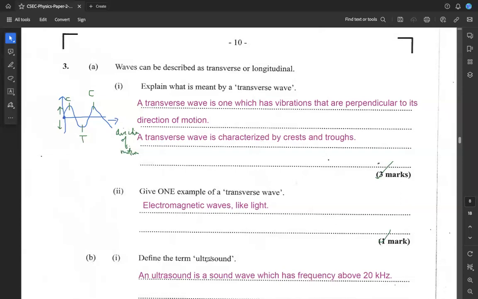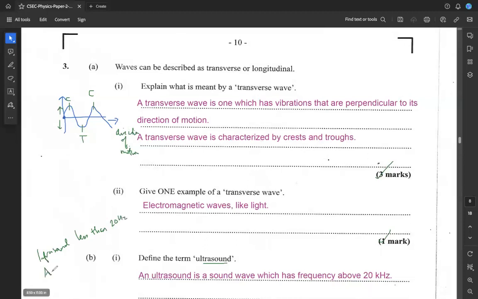It's asking us to define the term ultrasound. So what is an ultrasound? Well, an ultrasound is a sound wave which has frequency above 20 kilohertz, right? Let's just say what the other ones are. If it was an infrasound, or we're in the infrasonic region, that would be what? That's less than, what is infrasound? That's less than 20 hertz, right?